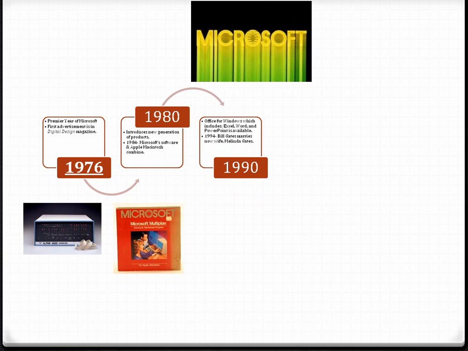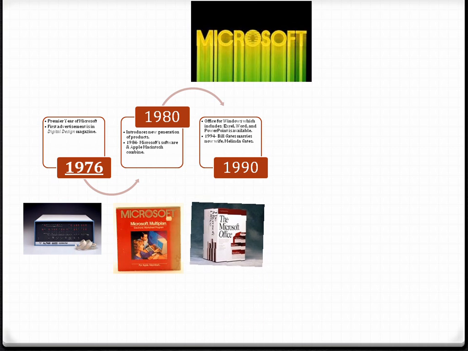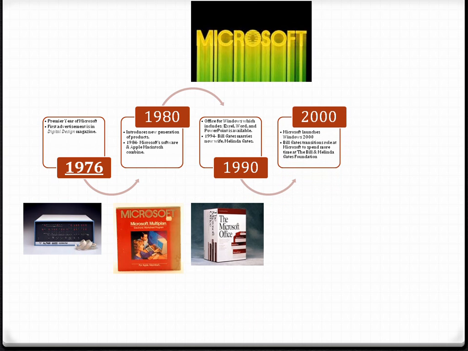In 1990, Office for Windows, which included Excel, Word, and PowerPoint, became available. And in 1994, Bill Gates found time to marry his now wife, Melinda Gates. And that was the little container that Microsoft Office came in. In 2000, Microsoft launched Windows 2000, and Bill Gates transitioned from being a heavy role at Microsoft to spending more time at his foundation that he started with his wife, the Bill and Melinda Gates Foundation. That's a picture of him and his wife.